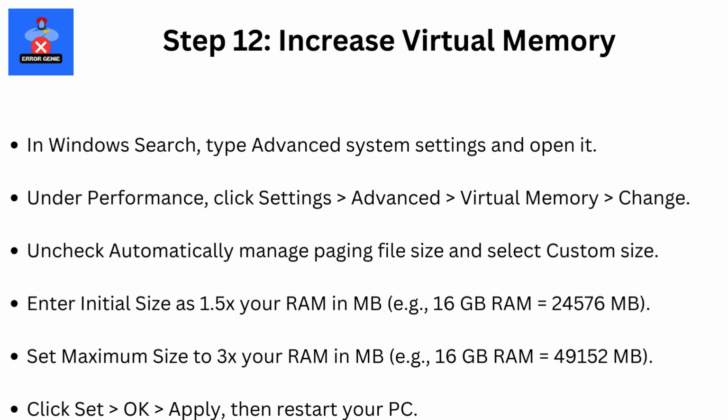Enter initial size as 1.5 times your RAM in megabytes, e.g., 16 gigabytes RAM equals 24,576 megabytes. Set maximum size to 3 times your RAM in megabytes, e.g., 16 gigabytes RAM equals 49,152 megabytes. Click Set, then OK, then Apply, then restart your PC.